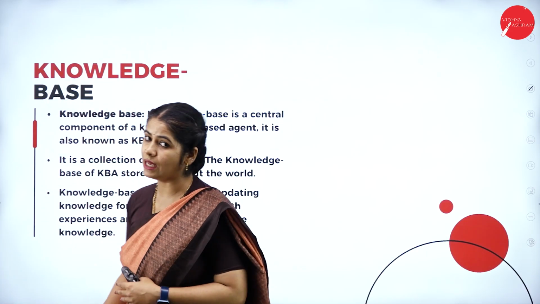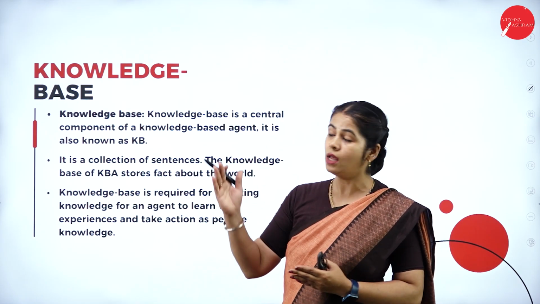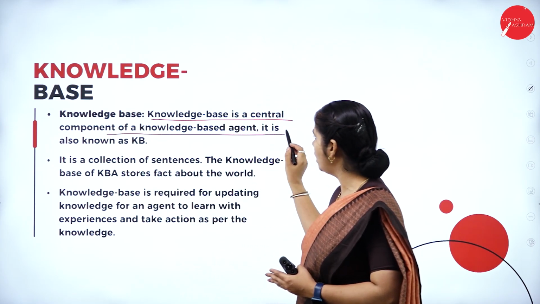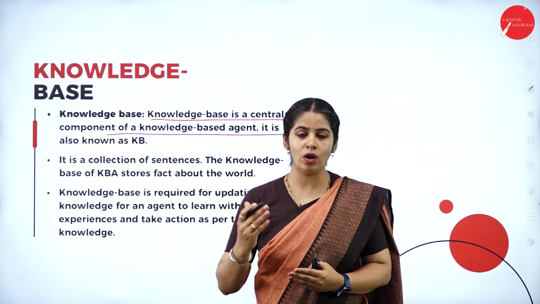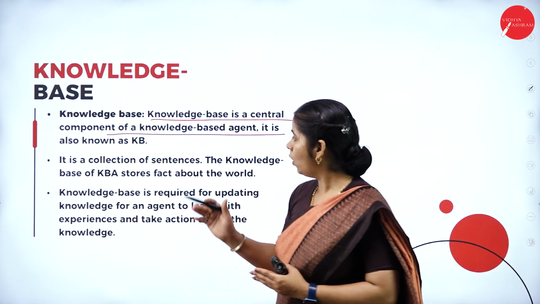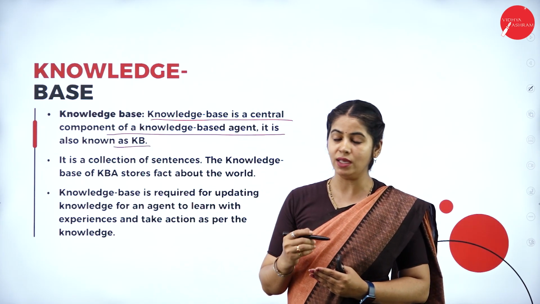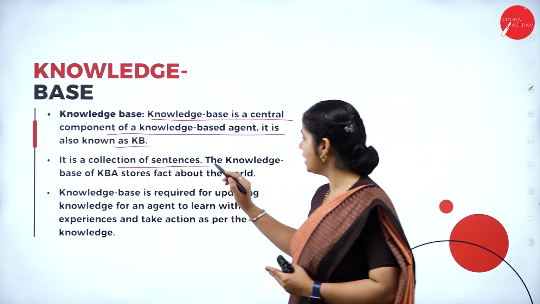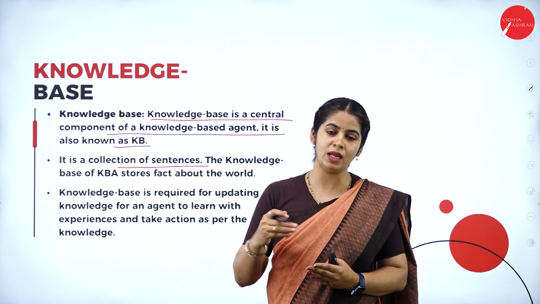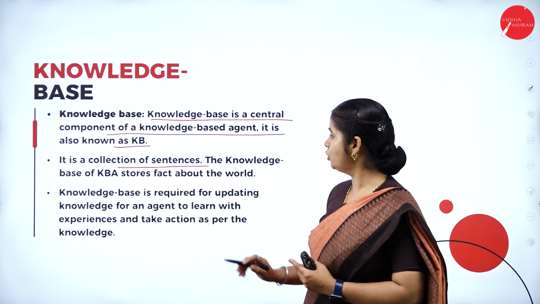What is a knowledge base? As we have seen already, what is knowledge and how we are going to represent the knowledge. Knowledge base is a central component of the knowledge based agent. Without the knowledge base, the agent does not exist. It is known as KB. Knowledge base is known as KB. It is a collection of sentences. Sentences mean perceptions, what it has done, or the previous experience that we have given to the computer or the system. It is a collection of sentences.